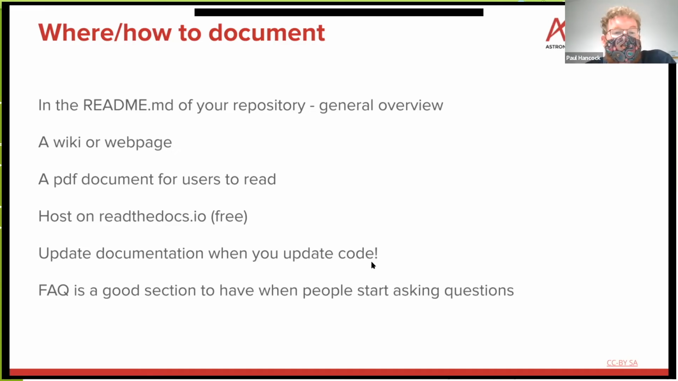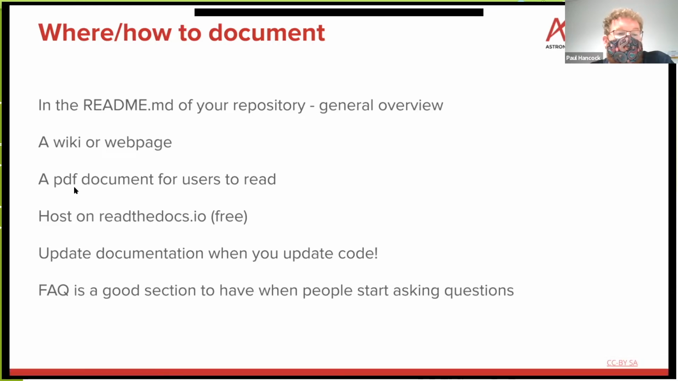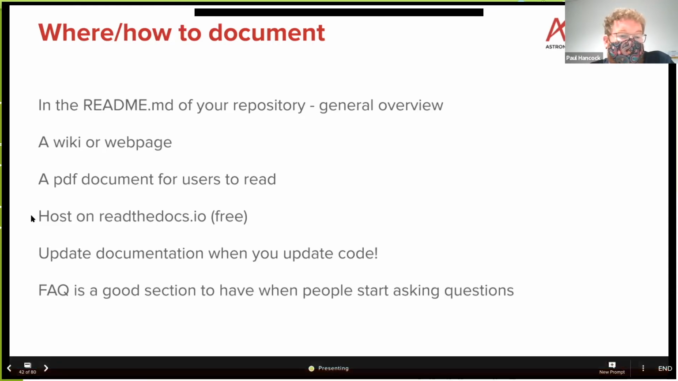Here's some questions that people have asked. Here's some examples. I've seen some bits of software that just provide a PDF. When you install the software, there's a PDF or an HTML directory that you can read through. You can host your documentation on readthedocs.io for free. This is really easy if your software is in a GitHub or GitLab or Bitbucket repo. You can link those two together quite well.